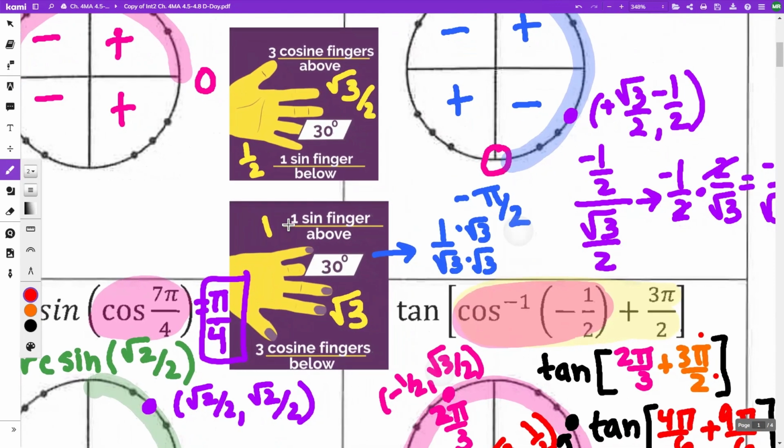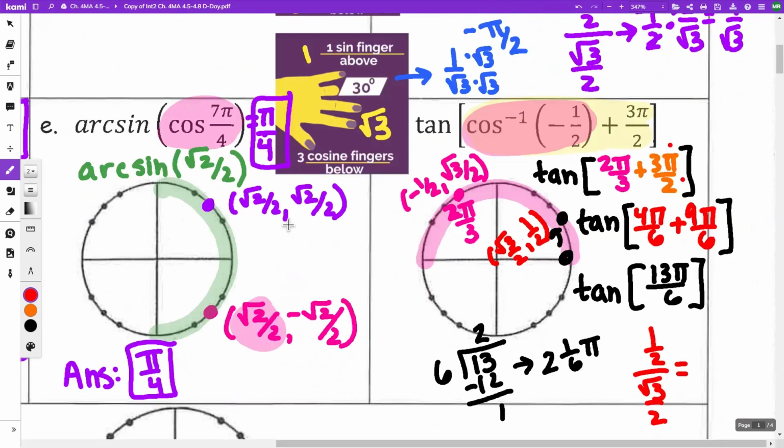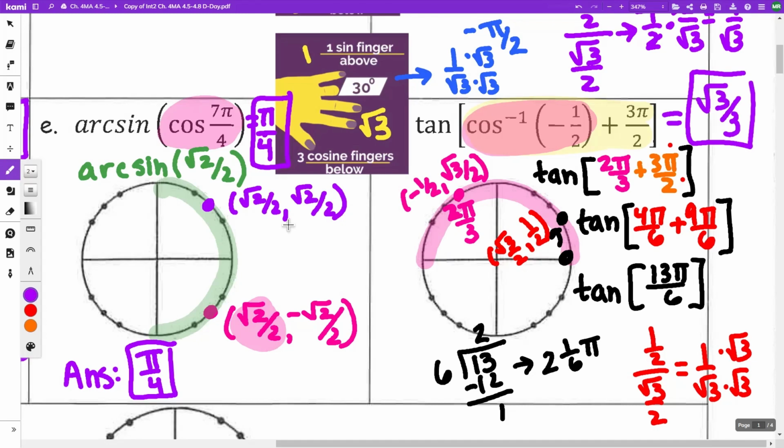When I flip it, it's 1 over √3. And then I'm going to rationalize it. I'm going to multiply top and bottom by √3. So my final answer is √3 over 3. That is my final answer.